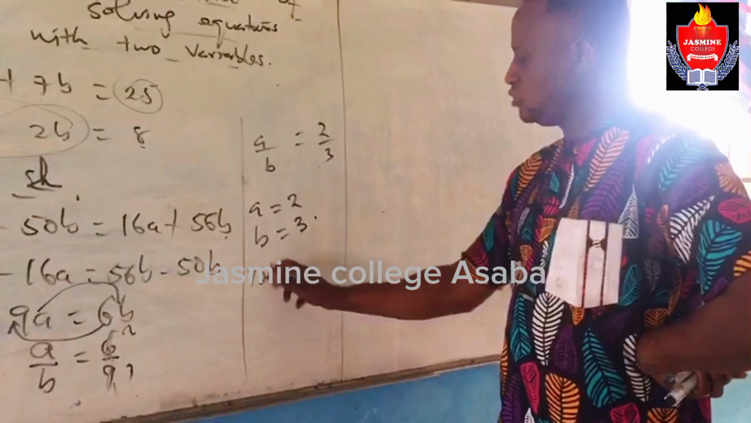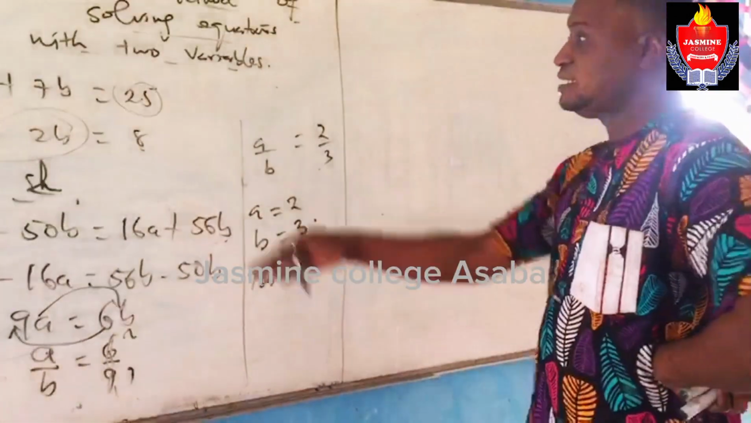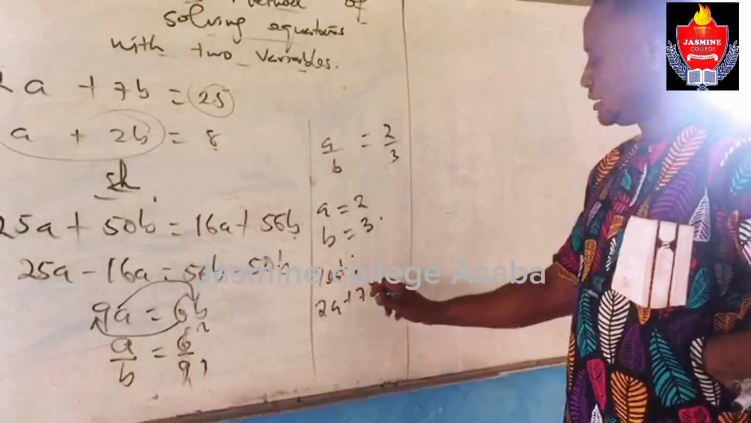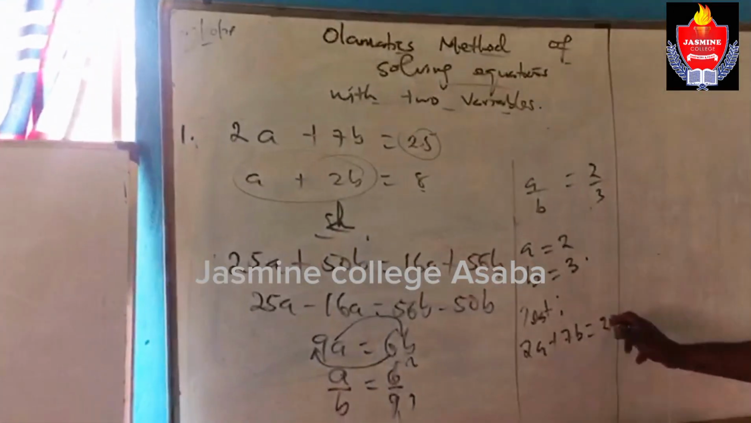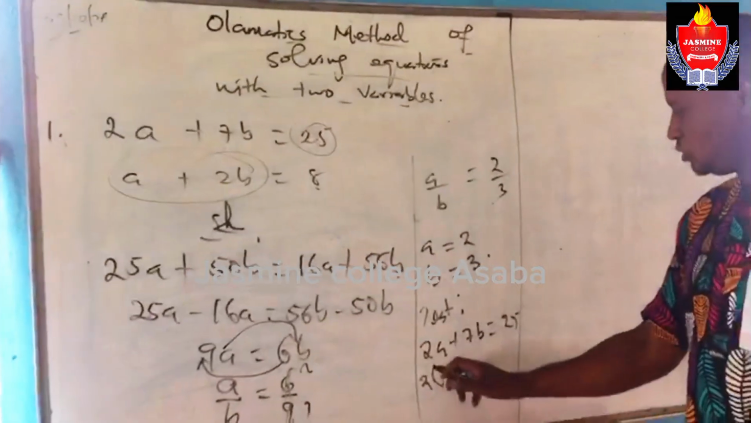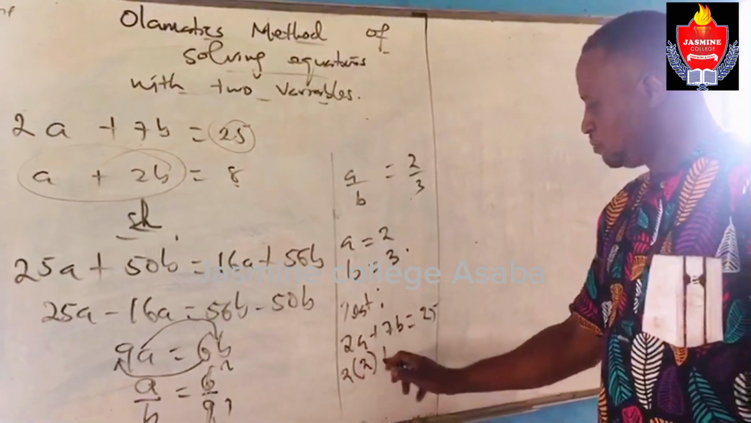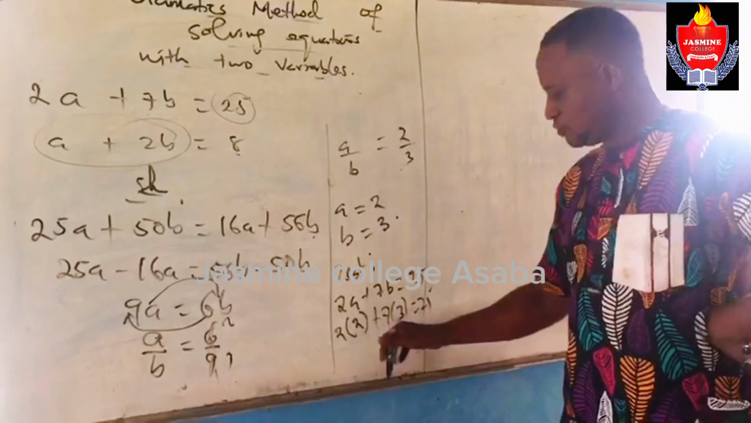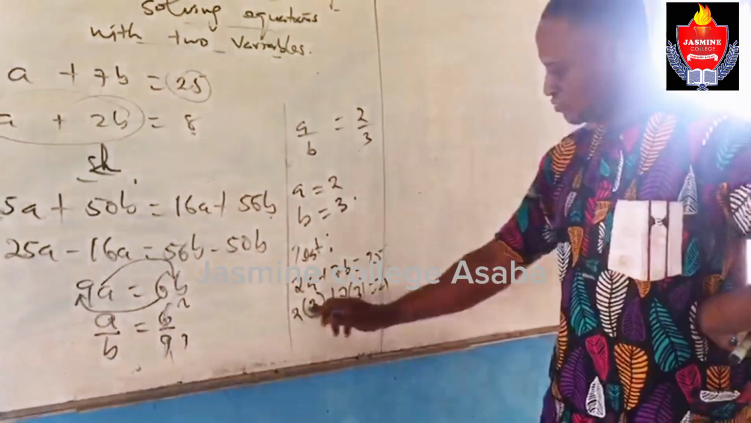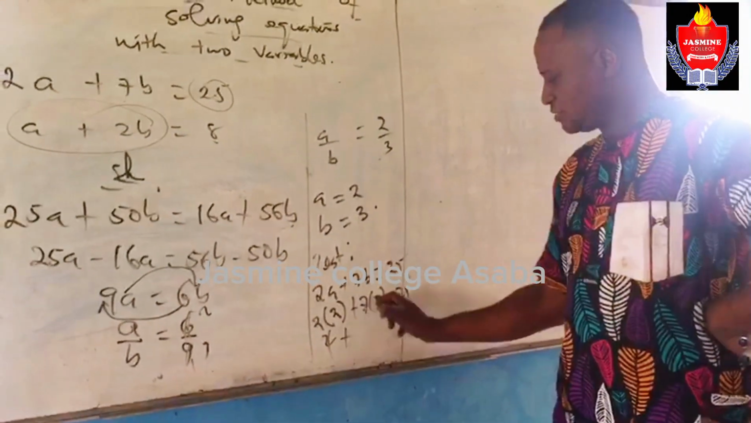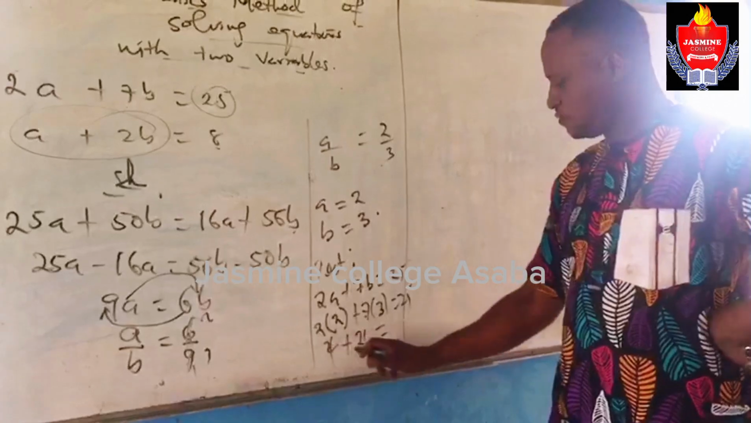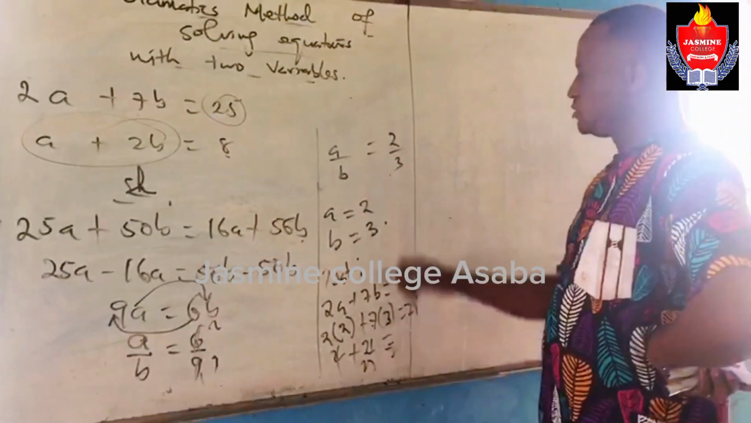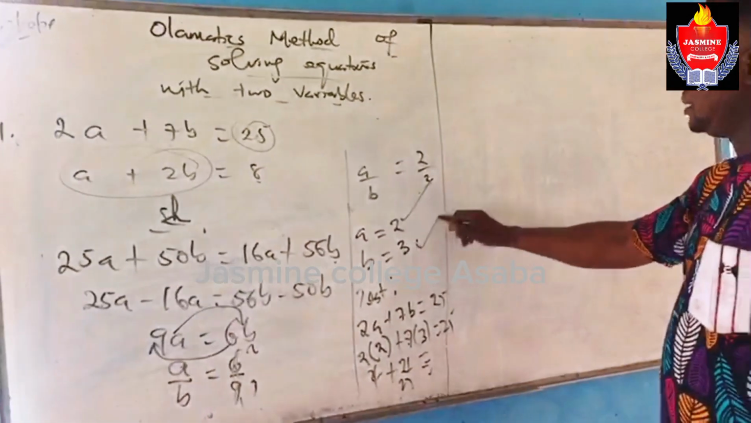But in this case, you must always test the validity of your answers. Now, if you are taking equation 1 as your testing equation, you have 2 into the value of 2 plus 7 into the value of 3, giving 25. So let's see whether this statement will be rounding up to 25. 2 into 2 is 4, and then you have 7 into 3 to give 21. So is 4 plus 21 25? Yes, the answer is correct, very correct. So a is therefore 2 and b is 3.